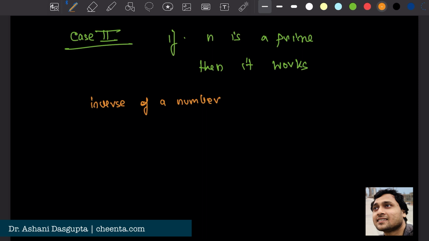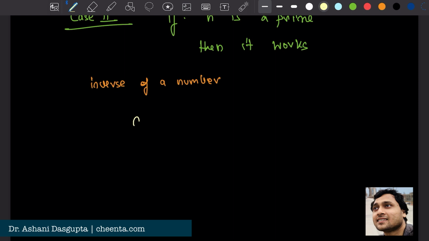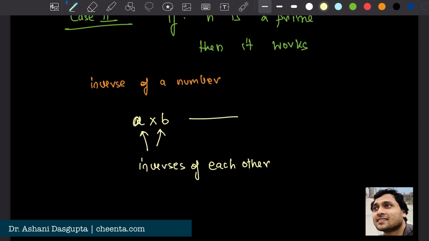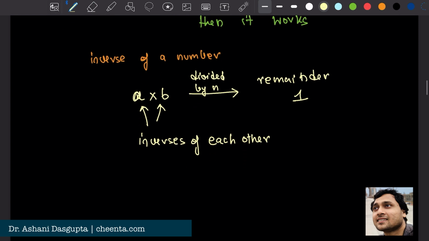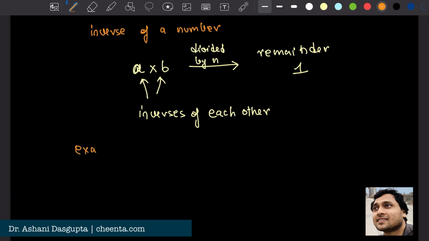Well, given a number A, another number B is called its inverse. These two are inverses of each other, if A times B produces remainder 1 when divided by n. So I'll give you an example. Here is an example.